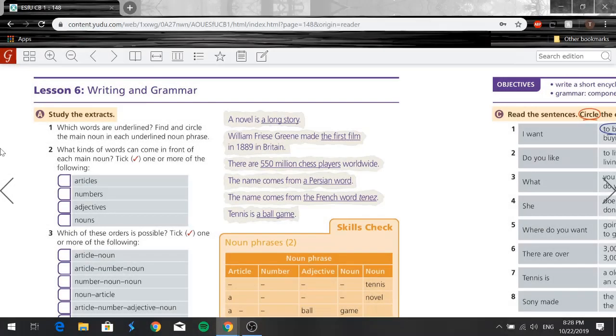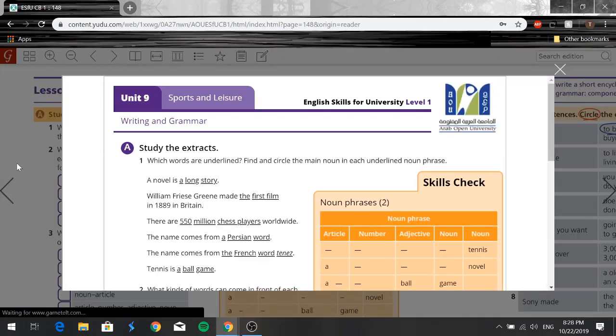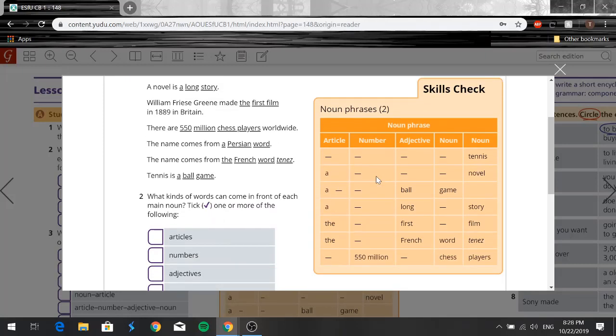Alright, you guys, so now let's move on to lesson 6, writing and grammar. Let's start with exercise A here. We have study the extracts. So let's see what we're talking about. Which words are underlined? All of these are underlined, by the way. Find and circle the main noun in each underlined noun phrase. Right, so before we go any further, let's talk a little bit about the noun phrase. So what is a noun phrase exactly? Well, when you have a noun in a sentence, it's called a noun, right?